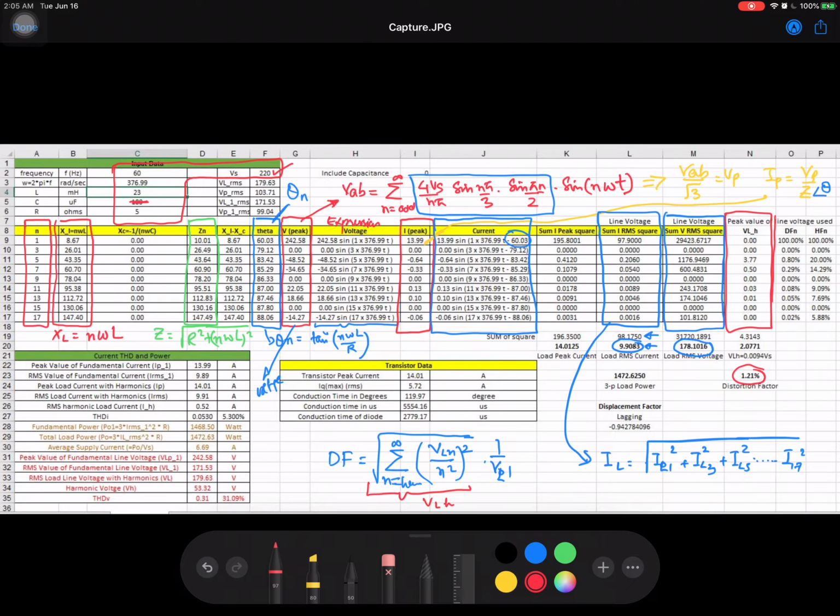Then the distortion factor for each harmonic is calculated, and then the harmonic factor in the last column. Harmonic factor HFn is equal to the voltage of that particular harmonic divided by the fundamental component.